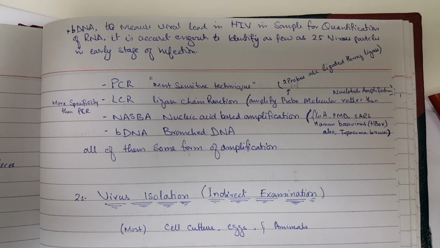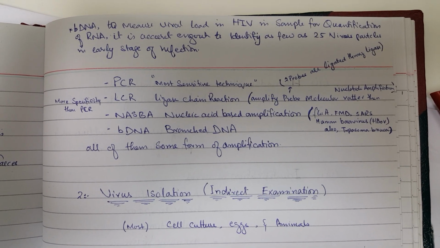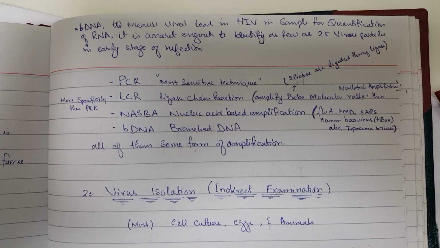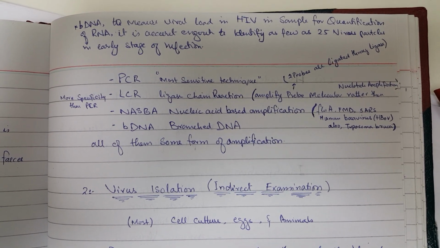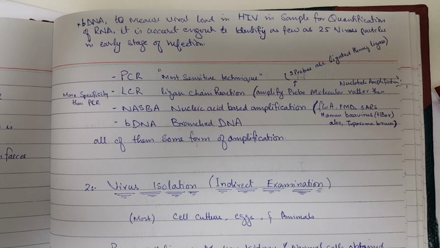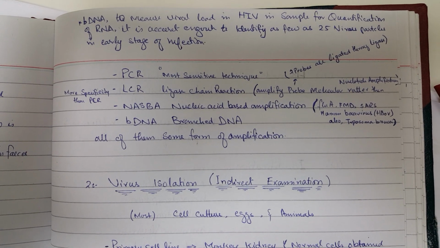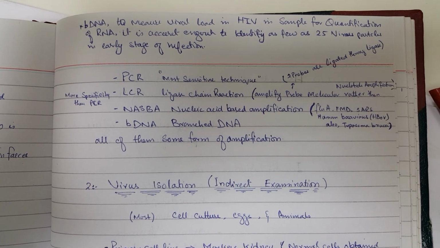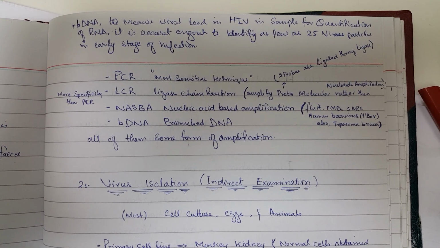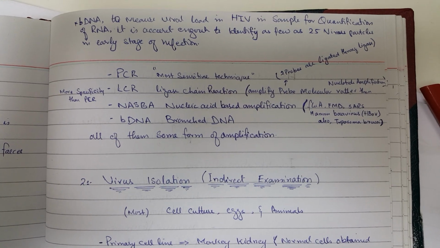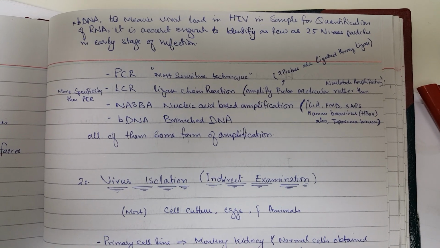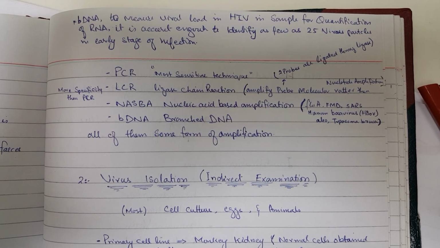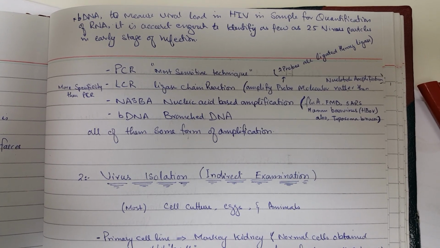And nucleic acid based amplification, like flu A and FMD, SARS, human coronaviruses, also Trypanosoma brucei. All of them have some form of amplification, like bDNA, branched DNA, to measure the viral load in HIV samples for quantification of RNA. It's accurate enough to identify as few as 25 viral particles in the early stage of infection.